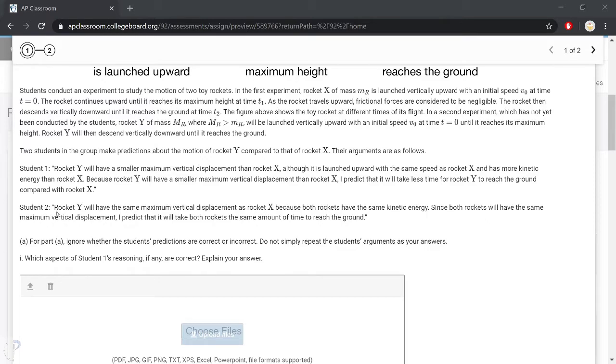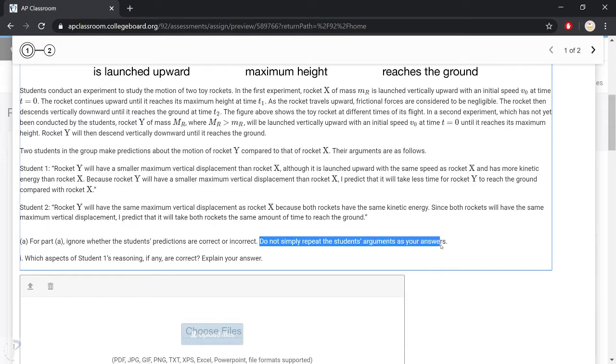Student 2: rocket Y will have the same maximum vertical displacement as rocket X because both rockets have the same kinetic energy. Okay. Since both rockets have the same maximum vertical displacement, I predict it will take both rockets the same amount of time. Ignore whether this is important. For A, ignore whether the student's predictions are correct or incorrect. Do not simply repeat the student's argument as your answers.